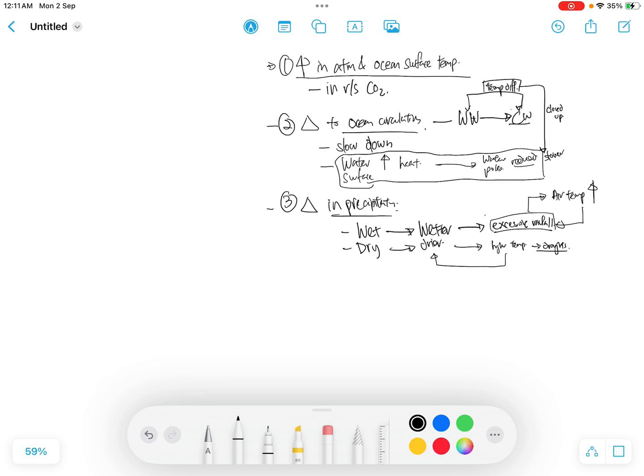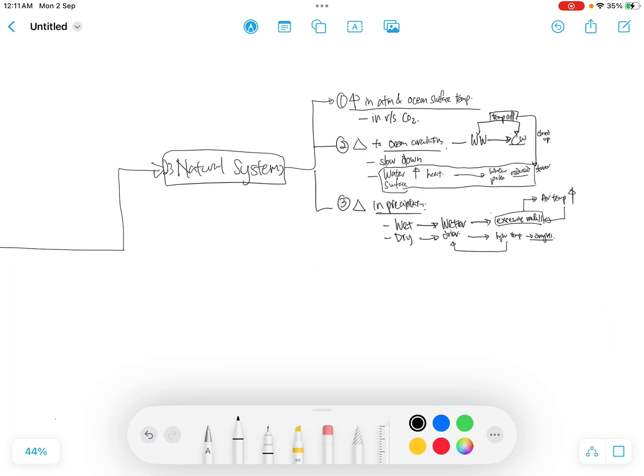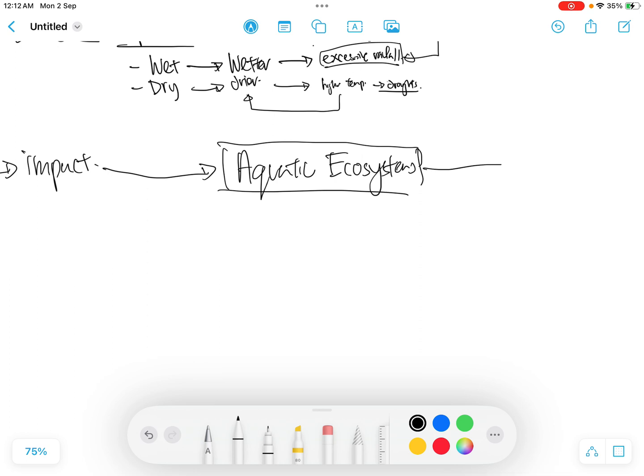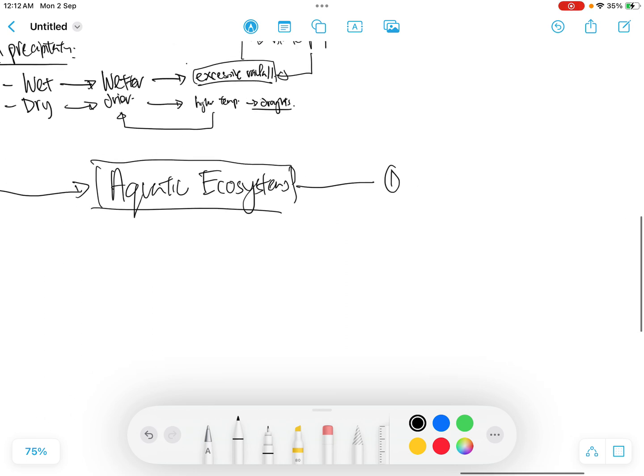So what then are the impacts? This is what is happening, the what part. So what then is the impact? The impact is detrimental. First of all, we talk about the impact for the aquatic ecosystems. Firstly, there is going to be a threat to coral reefs.